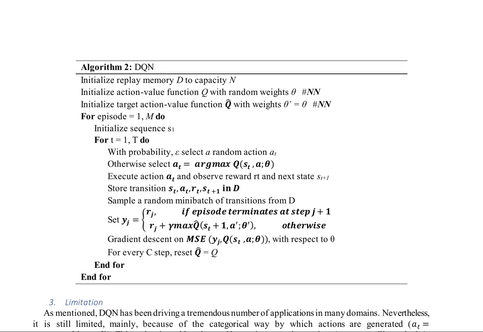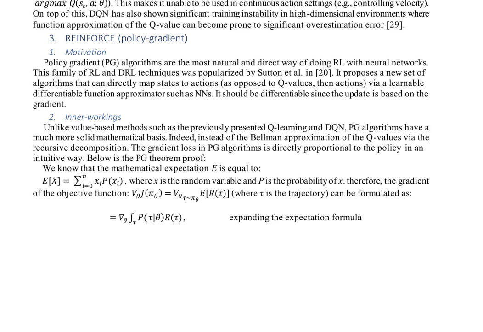The inner workings of the DQN architecture are illustrated in Figure 3 and Algorithm 2. The learning episodes begin by initializing the two networks' parameters, and the agent gives an action based on the state provided. The transition is stored in the replay memory, and the Q network is updated via the mean square error to minimize the loss between the predicted Q and the real one. However, DQN has limitations, mainly due to the categorical way of generating actions, making it unsuitable for continuous action settings.